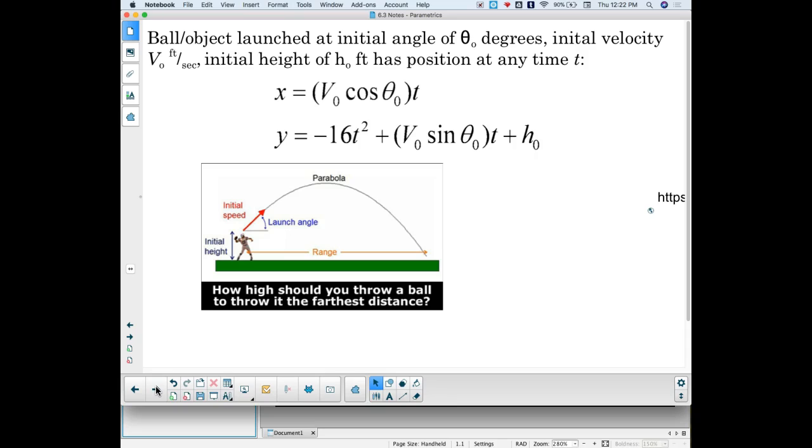The y part is going to be negative 16t squared, plus v sub 0 sine of theta times t, and then plus our initial height.